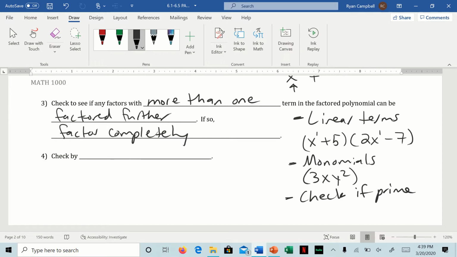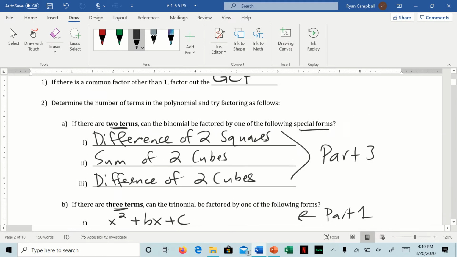And then lastly, you can always check by just multiplying it all the way through. You don't have to check. Remember, there are some times in this class where checking is part of the equation. In this case, step 4 is optional. So that's just a good way to double check yourself if you have some extra time on a test or something. And this is it. This is how we do it.